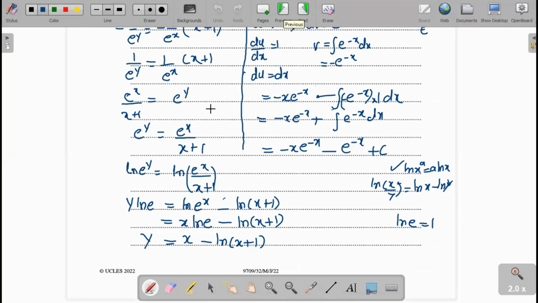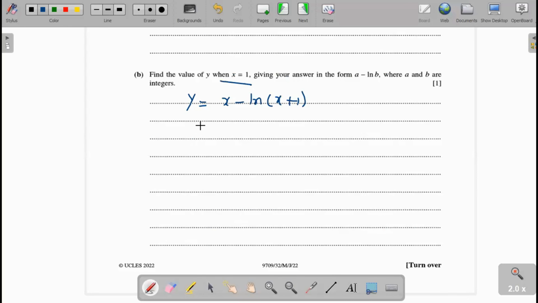Now we put the value x equal to 1 in the equation. Very simple. It was 1 minus ln of 1 plus 1, which becomes 1 minus ln 2. We have to write in the form a minus ln b, therefore a is equal to 1 and b is 2. Okay. Now go to the next question.